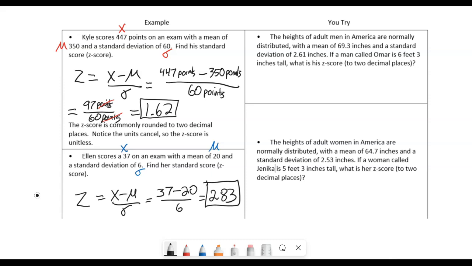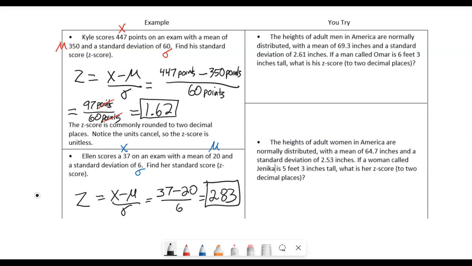Whereas Ellen scored a 2.83, also positive, also above average, but between 2 and 3 standard deviations. So she is outside of the normal range. Anything above 2 is outside the normal range for a z-score, for a population. So she has a high score, extremely above average. She's more extremely above average than Kyle is. So even though Kyle had so many points, Ellen actually did better on her exam compared to how Kyle did on his exam.